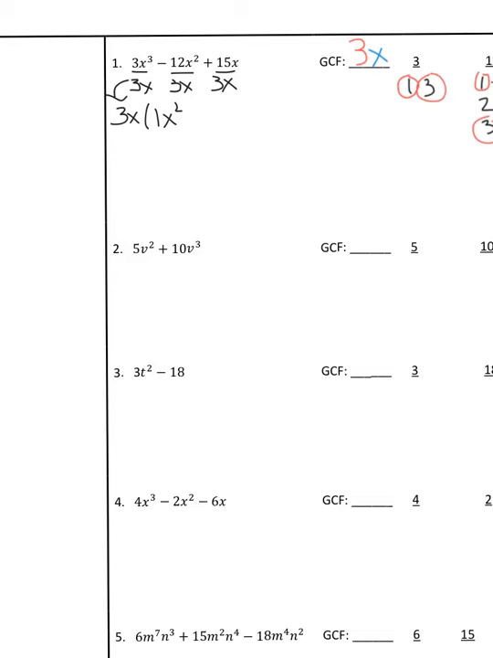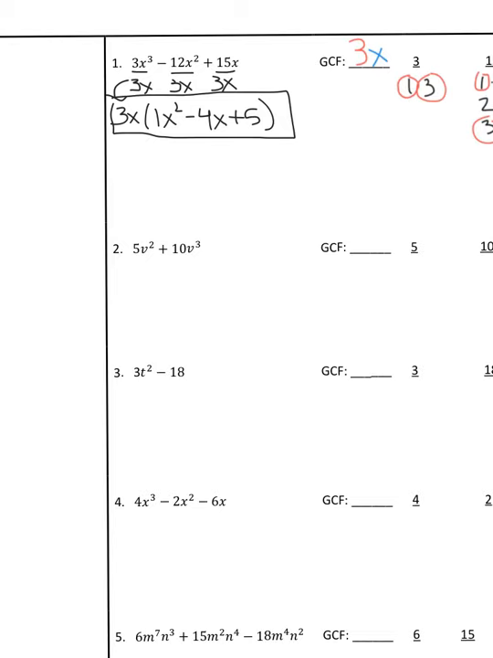Negative 12 divided by 3 is negative 4. x squared divided by x is just an x. And then 15 divided by 3 is 5. So that's a positive 5. x divided by x is just 1, so those x's go away. So here's my answer: 3x times 1x squared, or you could just put x squared. You don't have to put the 1 out front. Minus 4x plus 5.